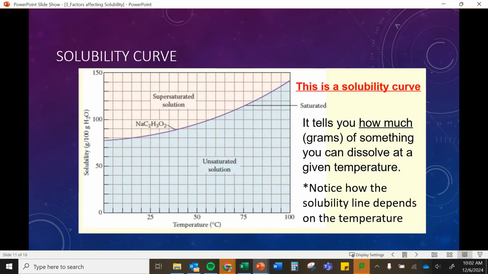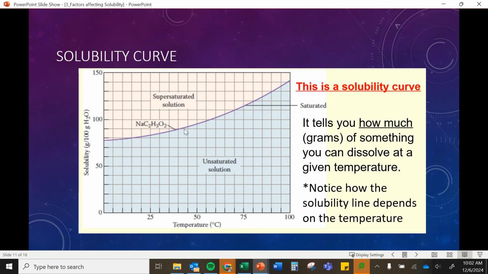Okay, today we're also going to talk about solubility curves. This is a graph representation of our solubility in a solution. So it tells us how many grams of something you can dissolve at a certain temperature. And it depends on the temperature, right? Because if we increase our temperature, we can dissolve more and more of that solution.